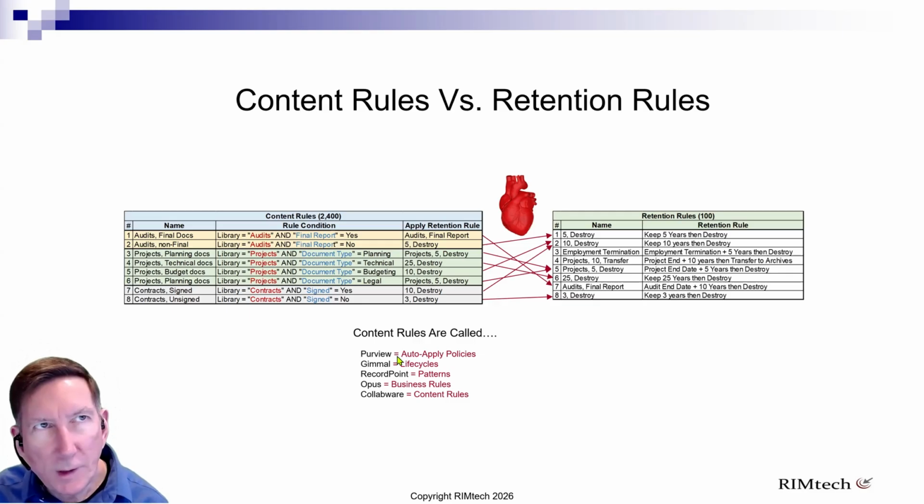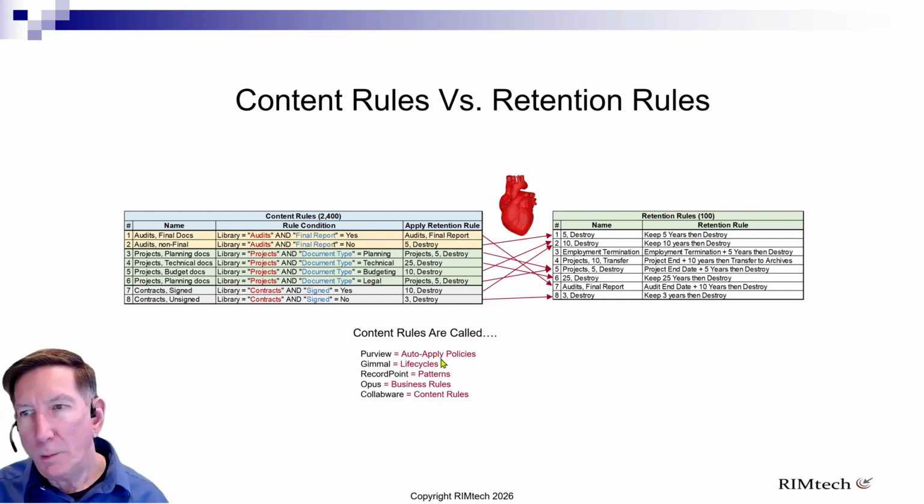They don't fall out of the sky. You have to build them. And each product calls them a different name. Only Collabware actually calls them content rules, but I think that's the best name because it's generic. Purview, for example, calls them auto apply policies.